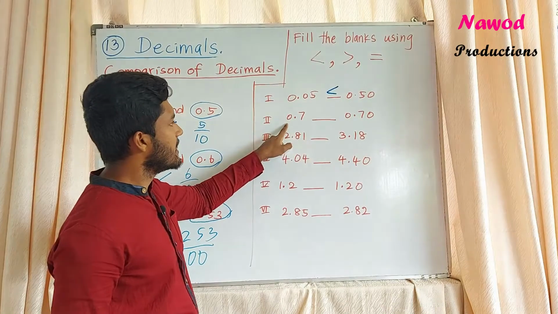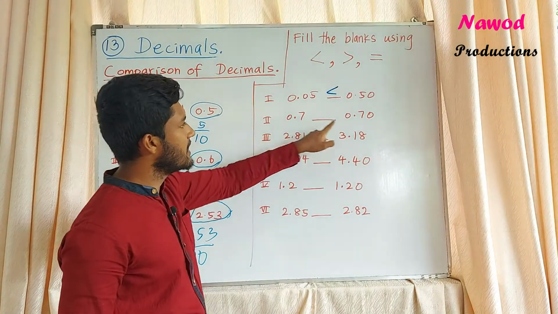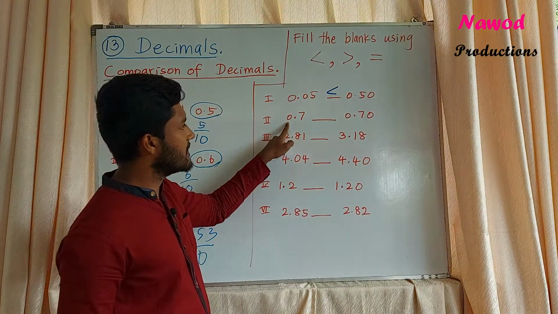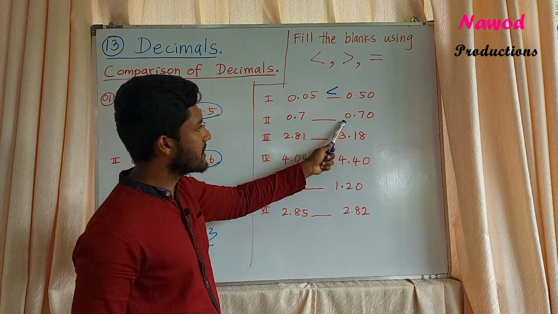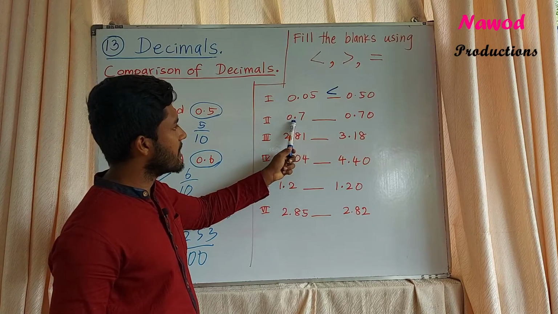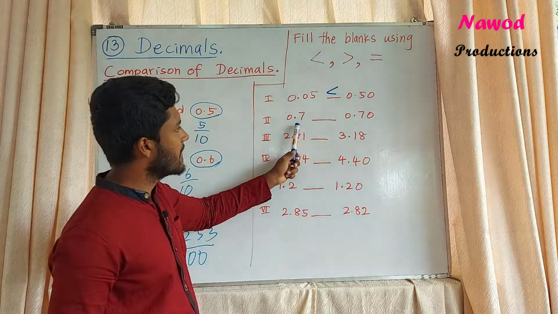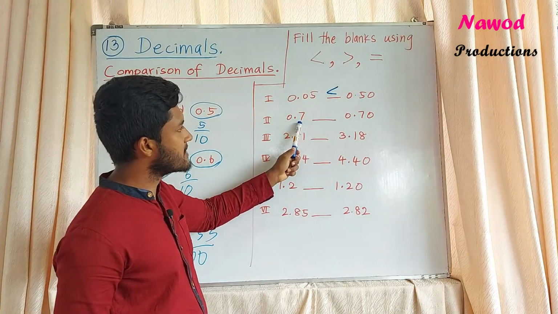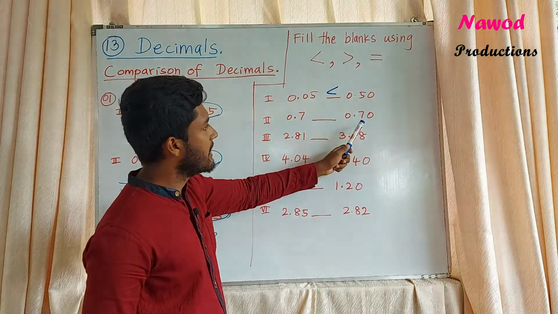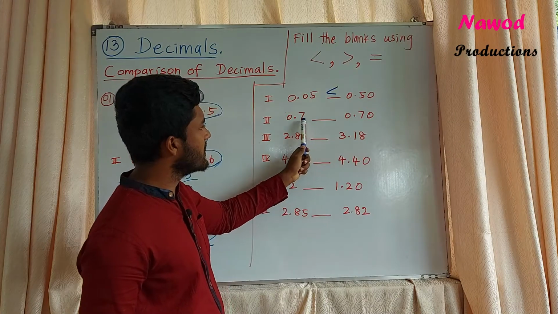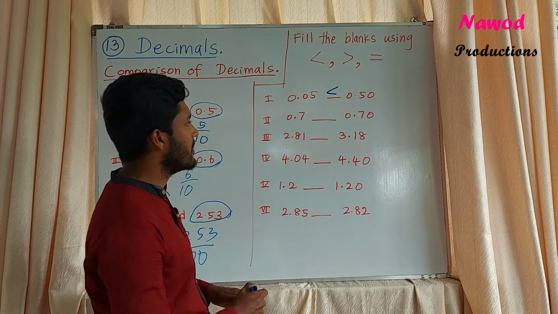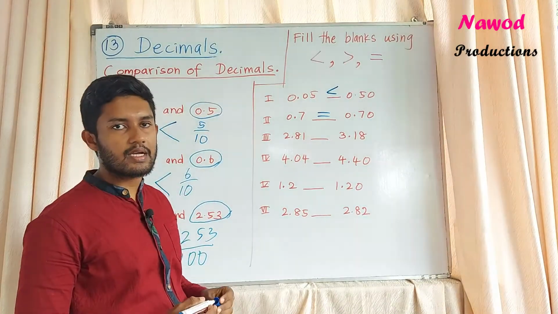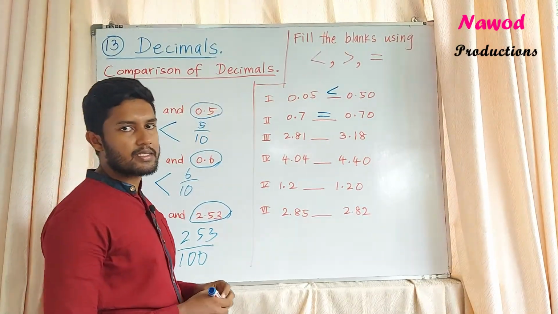Then here 0.7, 0.70. Here the ones place 0, the ones place 0. Then decimal point, decimal point. Then tens place 7, tens place 7. After that 0, here also nothing, which means 0. Then these two decimals are equal. We can say that those two are equal decimals.